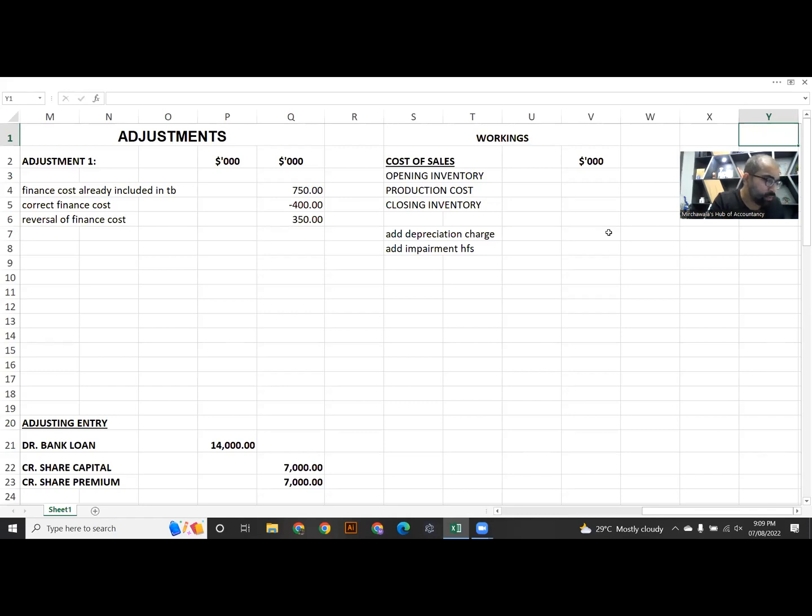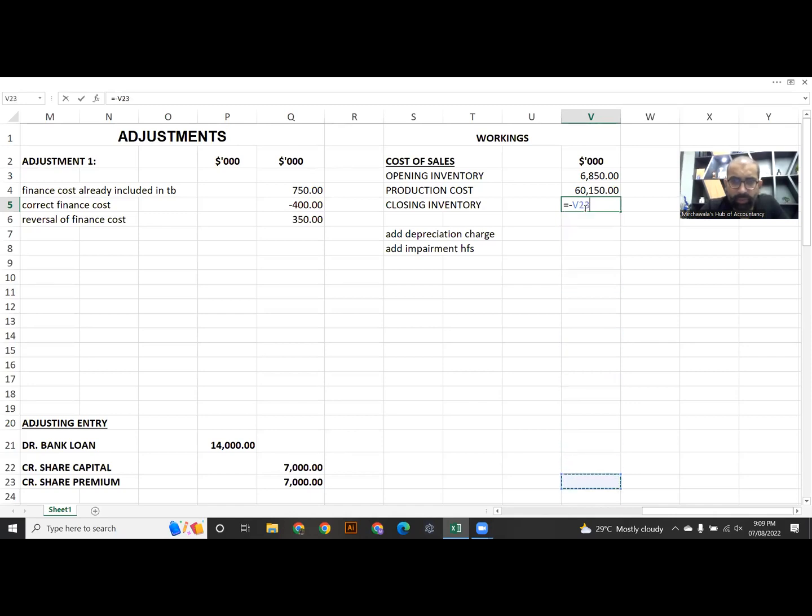Yes, inventory at 30th June, X1 is 6850. Opening stock is 6850. Then what is the production cost? The production cost is 60150. Then closing stock, which I calculated for you.